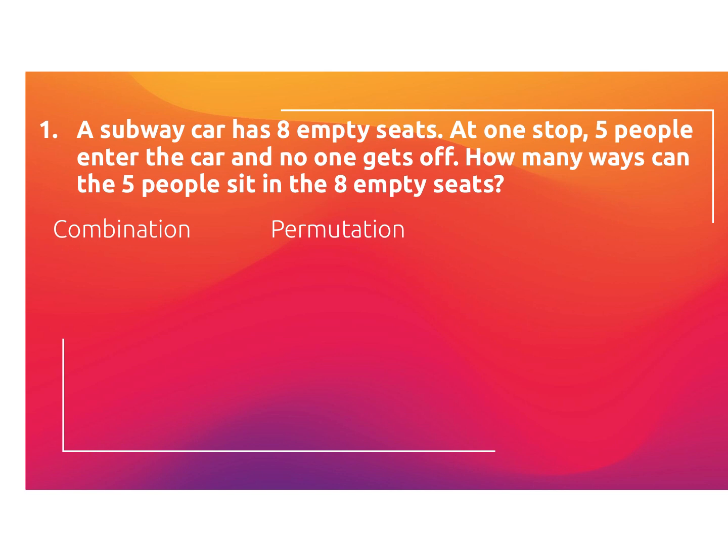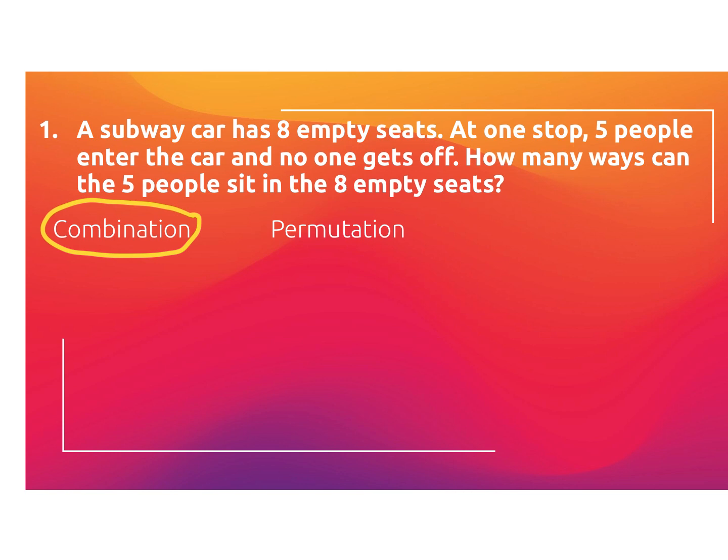So let's look at this one. A subway car has 8 empty seats. At one stop, 5 people enter the car and no one gets off. How many ways can 5 people sit in the 8 empty seats? Okay, so when we think about that, you have 5 people getting on a bus, but they can sit in any of the 8 seats. So it does not really matter where they sit. So this one would be a combination. As long as they get on that bus, they're going to get a seat.